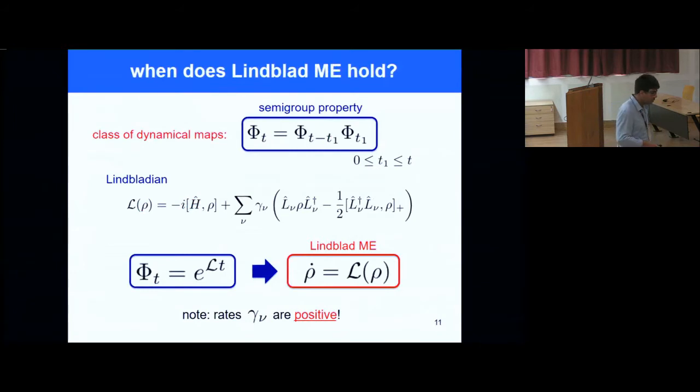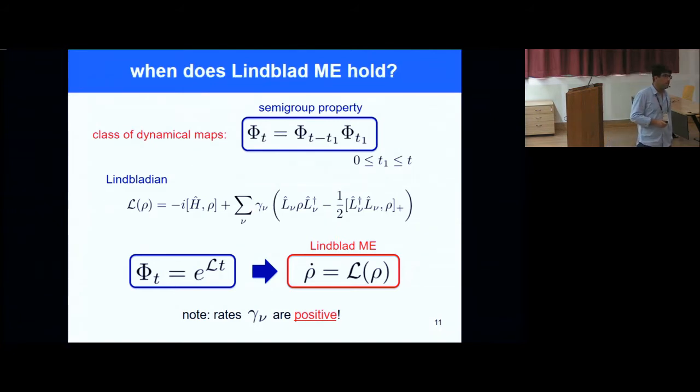So I talked first about the dynamics described by the Lindblad master equation. The Lindblad master equation is actually the prototypical Markovian dynamics. When does the Lindblad master equation take place? What dynamics are described by the Lindblad master equation? Consider the class of dynamical maps fulfilling the so-called semigroup property.